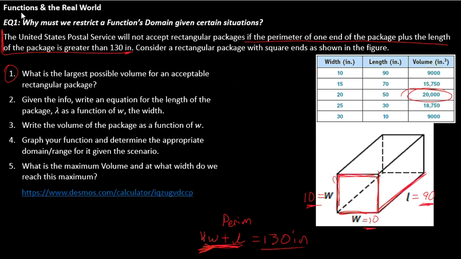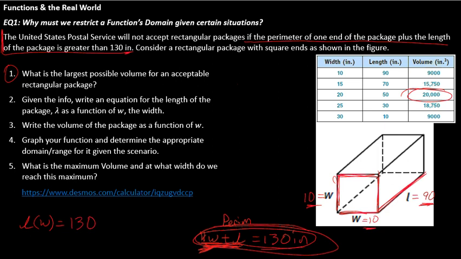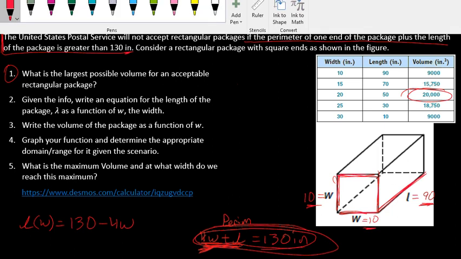So, given the info, write an equation for the length of the package as a function of W, the width. We already are halfway there. We can just use this. If we say length as a function of width, all we have to do is solve this for L, and we can do that simply by subtracting 4W from both sides. So we end up with the length is equal to 130 minus 4 times the width. Okay, so let me go ahead and erase this.